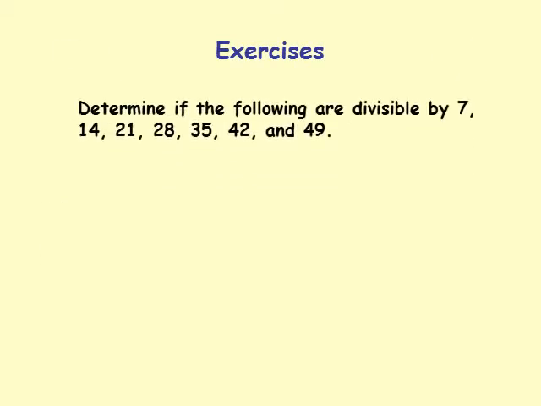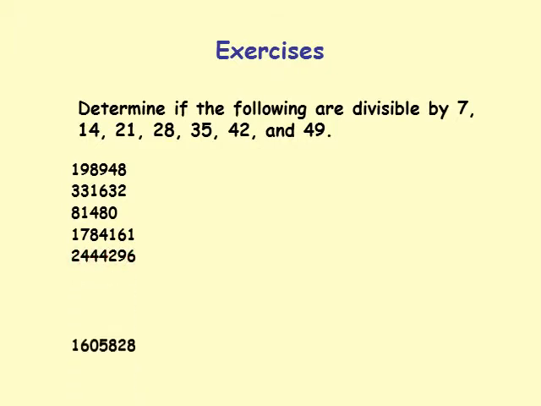Let's do some exercises now. Determine if the following numbers are divisible by 7, 14, 21, 28, 35, 42, and 49. First number 198948. Next number 331632. Next number 81480. Next number 1784161. Next number 2444296. Next number 1605828, and some more.